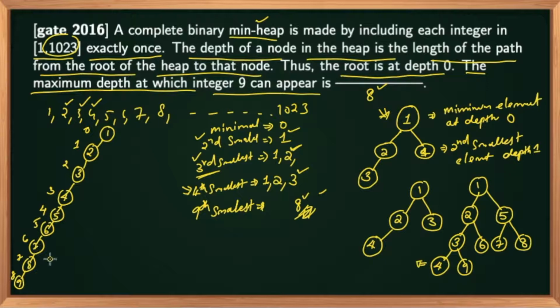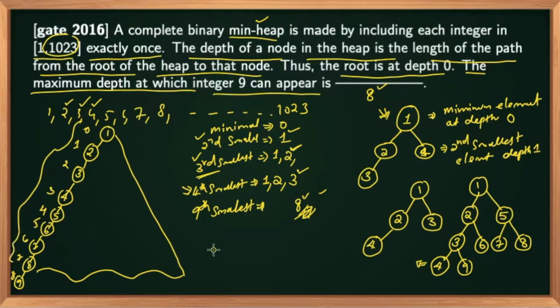If this is the way you are going to create, then one thing you should be clear about is that you need to have, see, up to this level completely filled, right? Then only it will be a complete binary tree, right? So up to this level should be completely filled. That means you need to have a minimum of 2 raised to 8 minus 1 elements, okay, right? Then only you can place this 9 here. But we have around 1023 elements. So there is no issue of placing like this. So the answer should be 8.